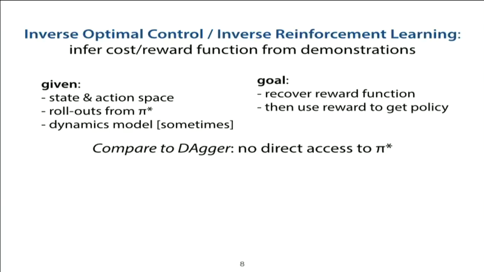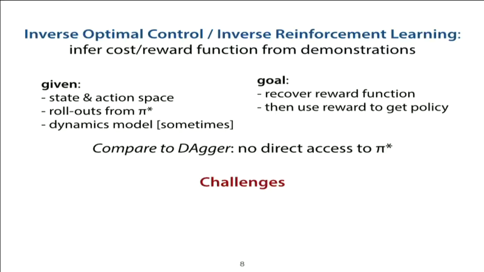Another approach to imitation learning that we saw early in this class was DAgger. One comparison to DAgger here is that we're not going to assume direct access to π*. So we're not going to assume that we can collect additional demonstrations from our expert or query what the optimal action is for a certain state. We're just going to assume that we have demonstrations, rollouts from our expert, and that's all we can use from our expert.